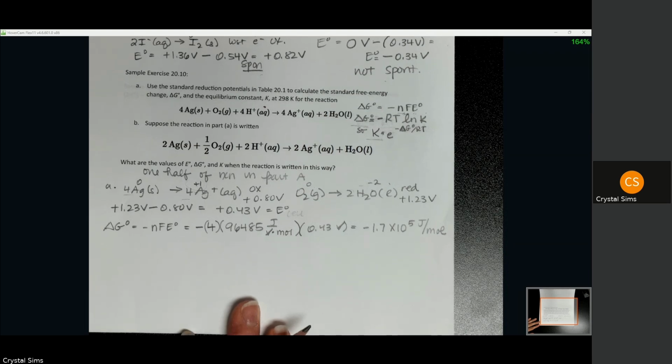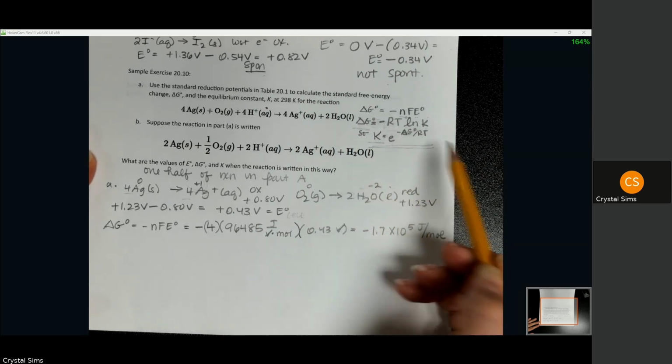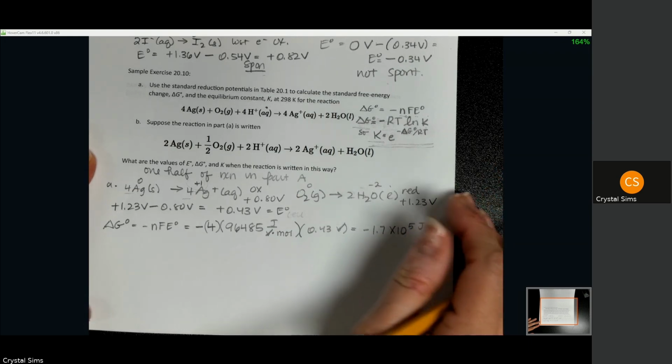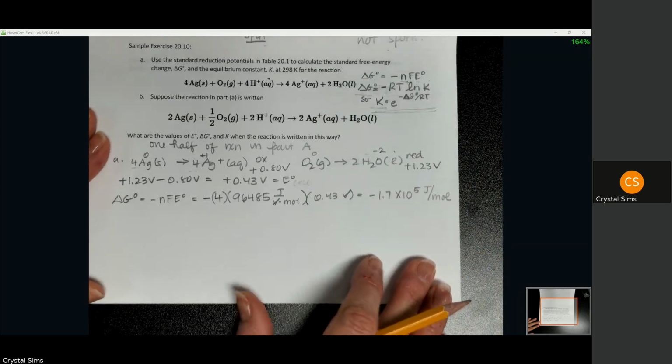Now, we're not done because they also asked us to calculate the equilibrium constant. So we're going to use this formula right here that we saw in chapter 19 to calculate our equilibrium constant.